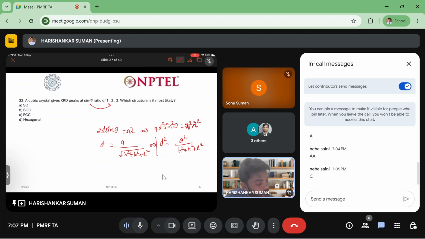You can put the d square value here, then 4a square divided by h square plus k square plus l square and lambda square and n also square, and sin theta also. If a is the lattice constant, lambda is fixed, a is fixed, then sin square theta is directly proportional to h square plus k square plus l square.